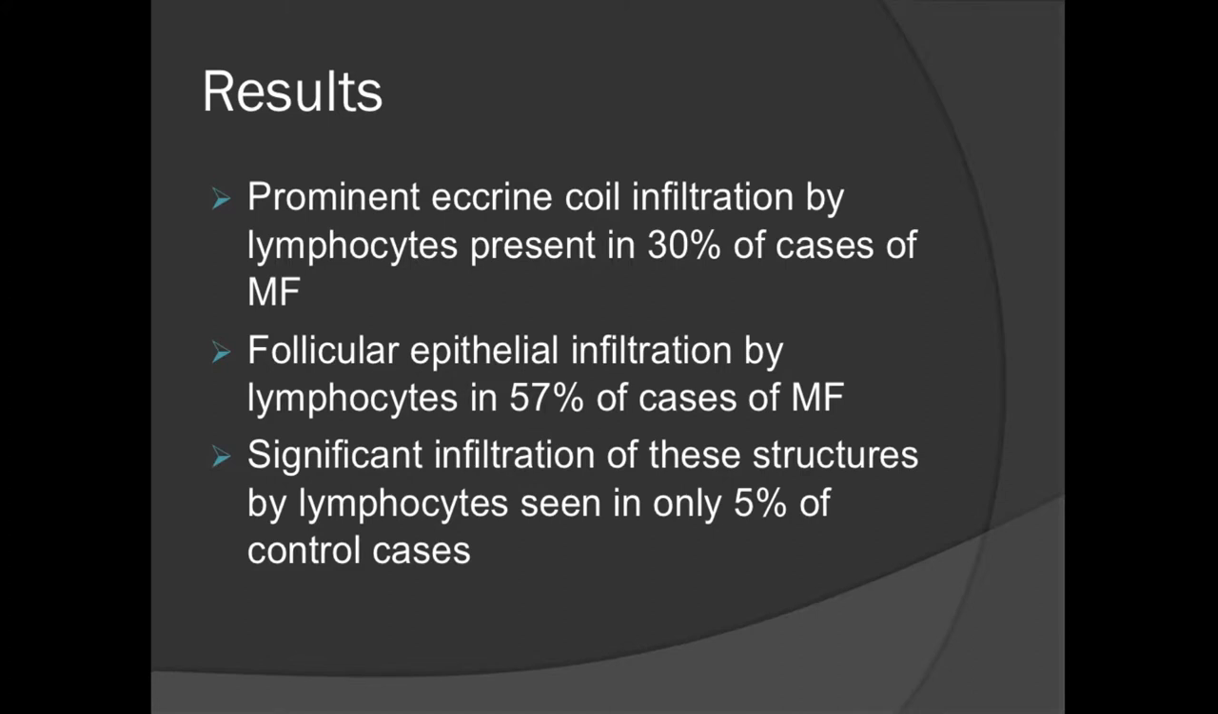It does turn out, and this is interesting, and now there have been several articles written about this since. Eccrine coil infiltration by lymphocytes is seen in about 30% of cases of MF. Well, you're going to have a 70% miss rate if you use it as a sole criterion. It's an interesting thing to look at because most inflammatory dermatoses, albeit lupus does, lichen striatus does, tend to leave the eccrine structures alone for the most part. So when they're going in there, that's an interesting architectural feature that may be helpful.